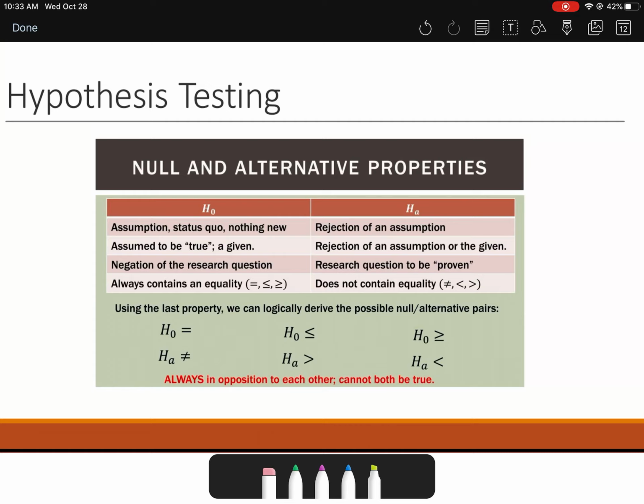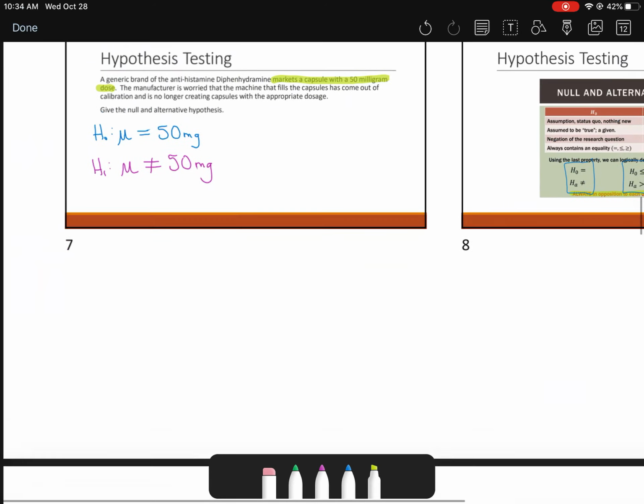So if I use equal for my null, then I use does not equal for my alternative. If I use less than or equal to for the null, I will use greater than for the alternative. And if I use greater than or equal to for my null, then I have to use less than for my alternative. Okay, so this right here is very important. It's always in opposition to each other, cannot be true. So if you want to, on your notes, box it. These two go together, these two go together, and these two go together here.